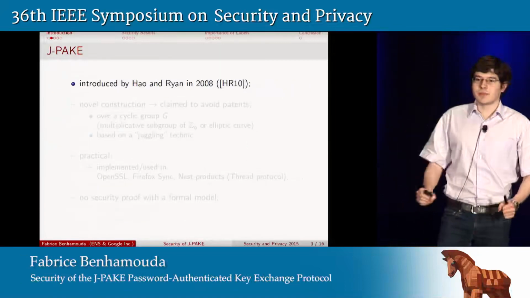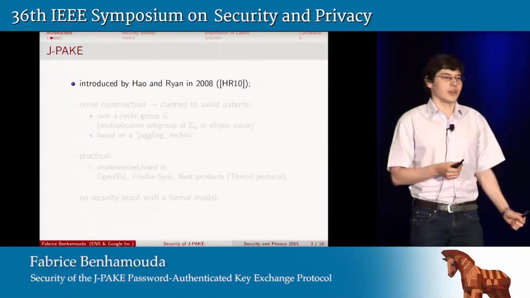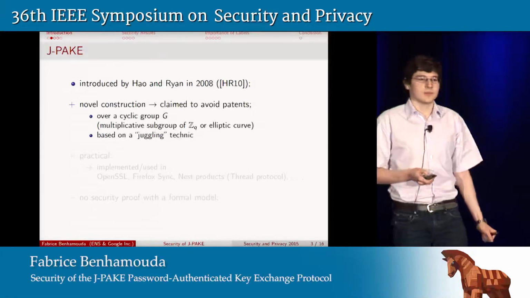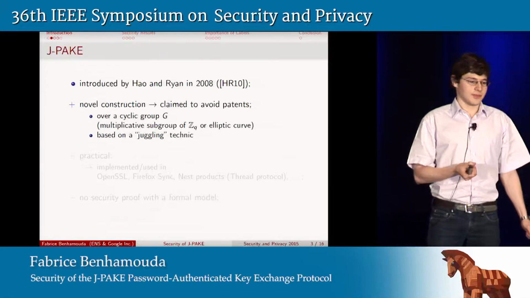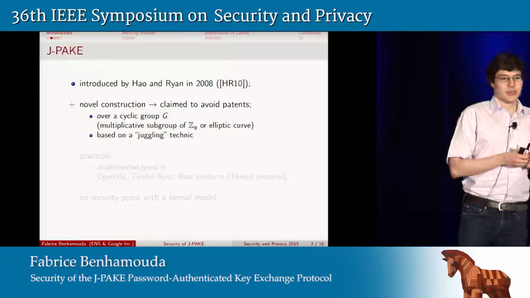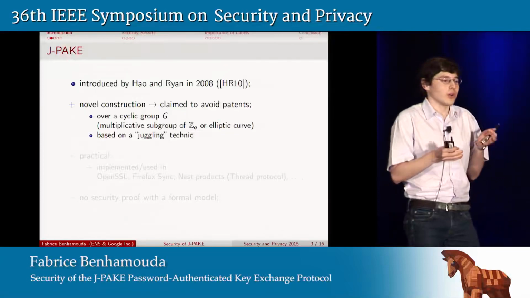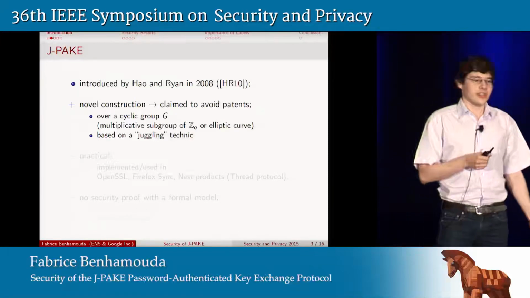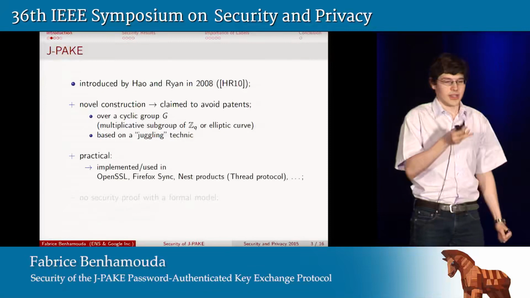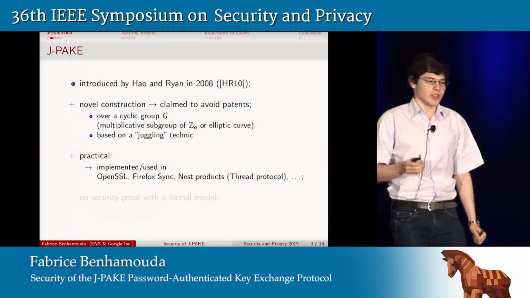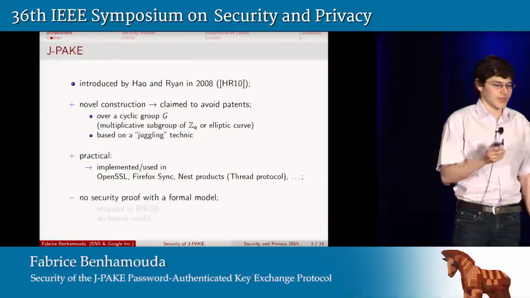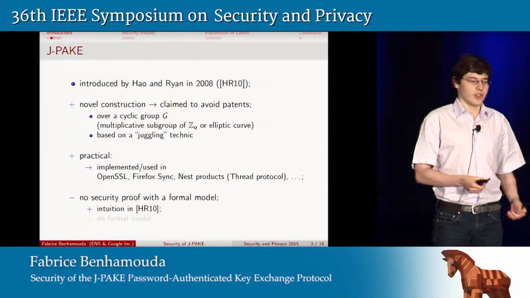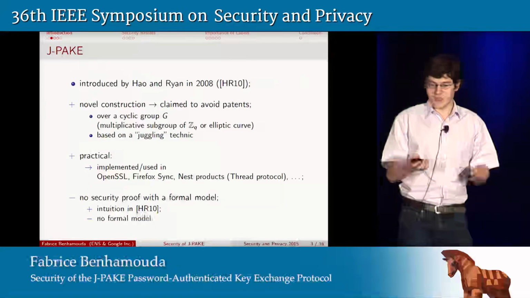Okay, so now what's JPAKE? JPAKE is a PAKE introduced by Hao and Ryan in 2008. It's a novel construction which seems to avoid patents. The construction is over a cyclic group G. Think of an elliptic curve, or if you don't know elliptic curves, a multiplicative subgroup of Z_q. It's based on a juggling technique, hence the name JPAKE. It's practical, it has been implemented and used, but up to now there was no security proof with a formal model. There was only some intuition in the original paper, but really no formal model.